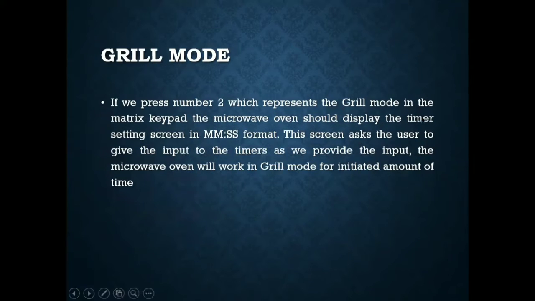Grill mode. If you press number 2, which represents grill mode in the matrix keypad, the microwave oven should display the timer setting screen of minute and second format. This screen will ask the user to give the input for the timer. When the input is provided, the microwave oven will work in grill mode for the initiated amount of time.